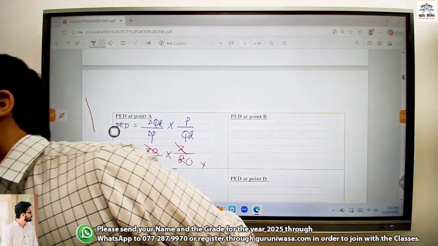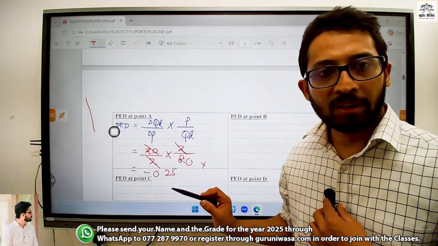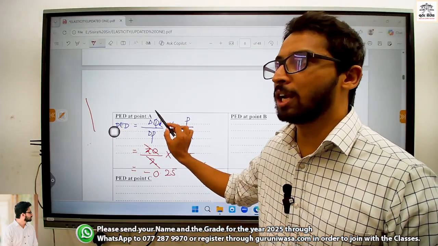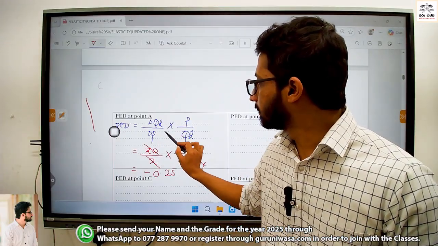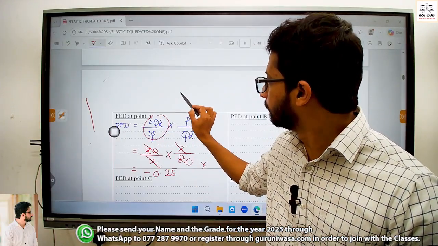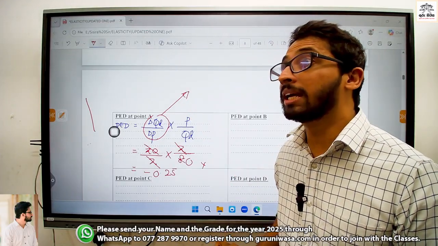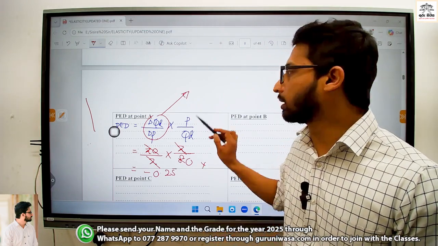Do you remember this, delta P over delta QD? Give me 1 minute. Look at the board for a while. Can you remember this part? This is not new for you. What is this, sir? Slope. Delta QD over delta P, yes. Slope of the demand curve.